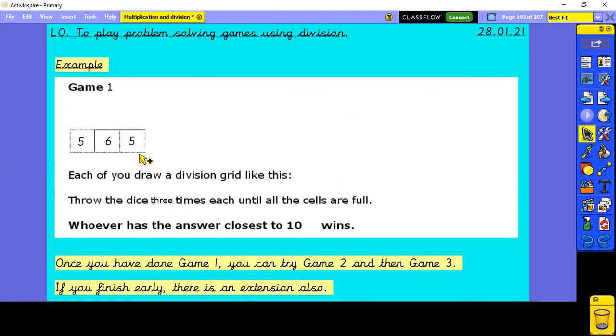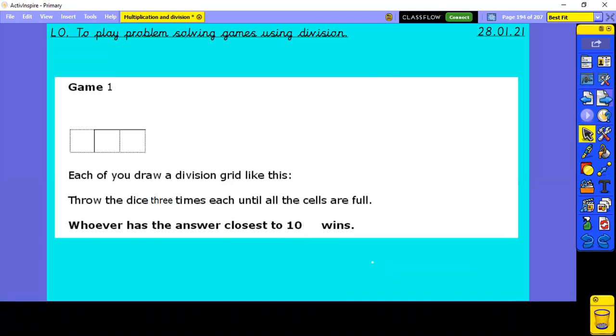Once you've drawn your bus stop, you need to roll your dice 3 times to put a number in each of these, and you can put your numbers anywhere you like as long as you have 3. And then you need to complete your bus stop division and see if you can get close to the number 10. Once you've had a go at this and you think you've got all the numbers possible and you've been close to 10 or got 10, you can move on to game 2. Say I rolled 5, 6 and 5 on a dice, I'd put them here and complete my bus stop.